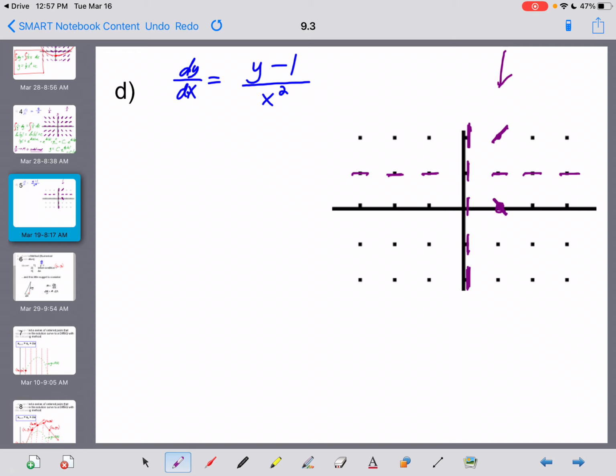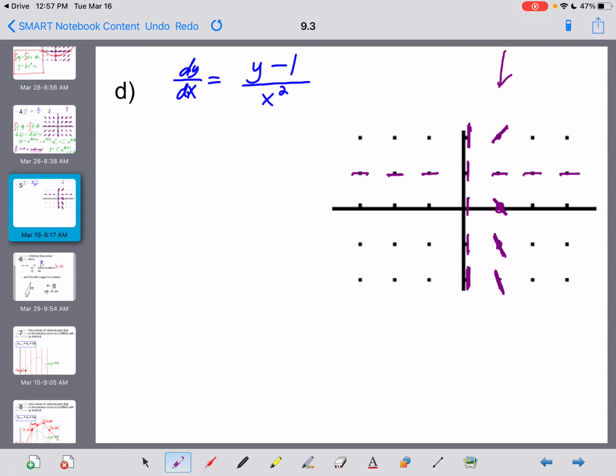Let's keep going down from there. At the point (1, -1), I'm going to get a negative 2 over 1. That slope is going to be negative 2. And then right below that, at the point (1, -2), I'm going to get a negative 3 over 1. Okay, and that's going to look something like that. So all 5 of the points in that column there on the line x equals 1, they're all different.